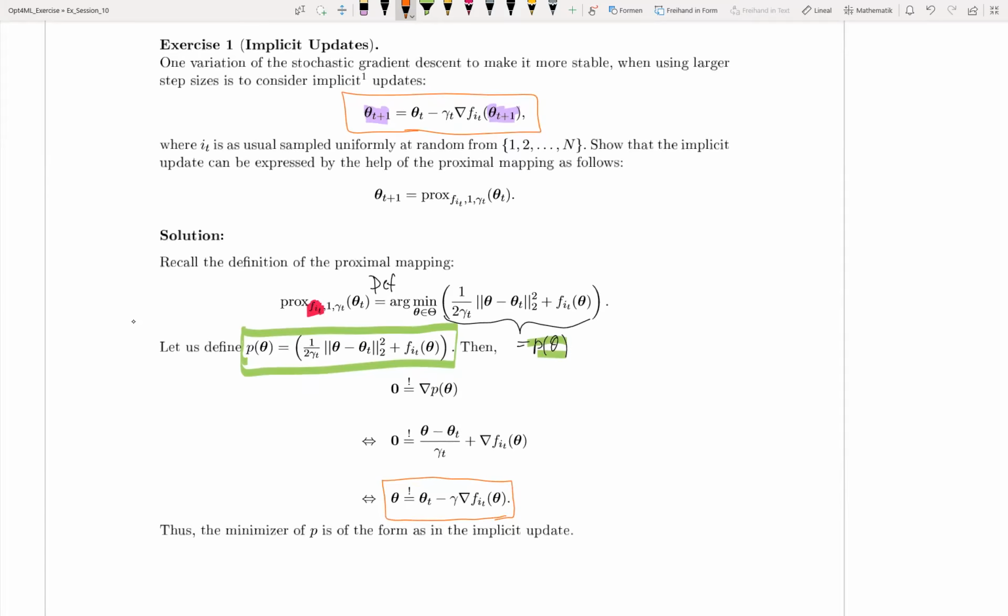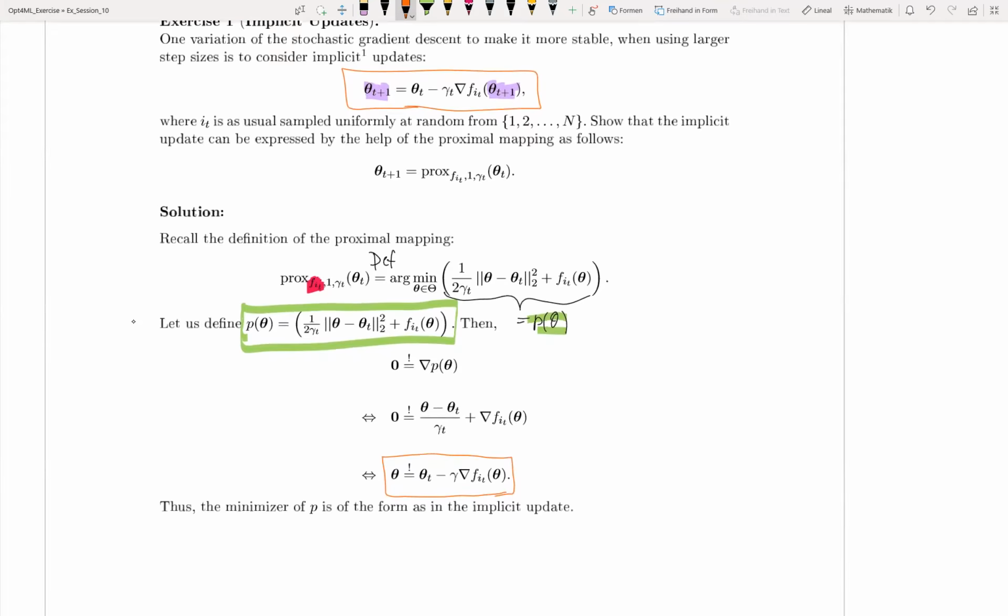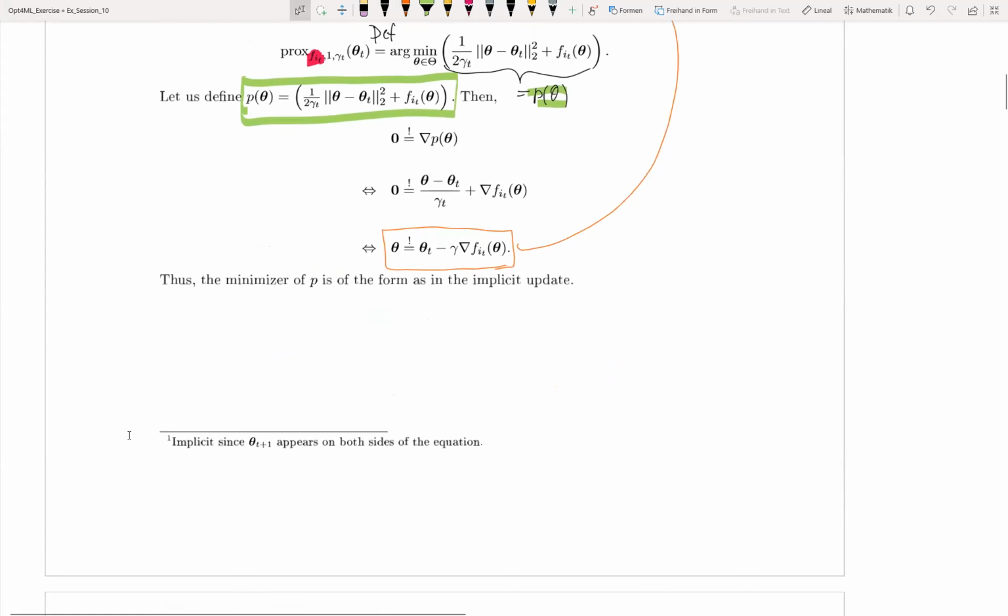So we can write it also like this. So theta t plus 1, the value returned by the proximal mapping at the position theta t, is having this structure, the same structure we have here. Okay, now quick warm-up as usual.